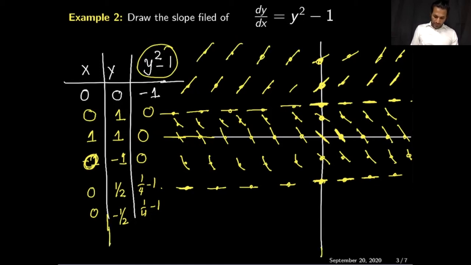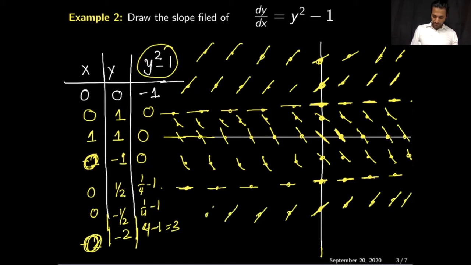If you choose y equal to, let's suppose, -2, then you are again going to get a positive slope here, because that's going to be 4 minus 1, which is 3. So the slope of all the tangent lines here is also going to be the same. And similarly, you can see that as you get larger y values, the tangent lines are getting steeper. So I will draw all these.